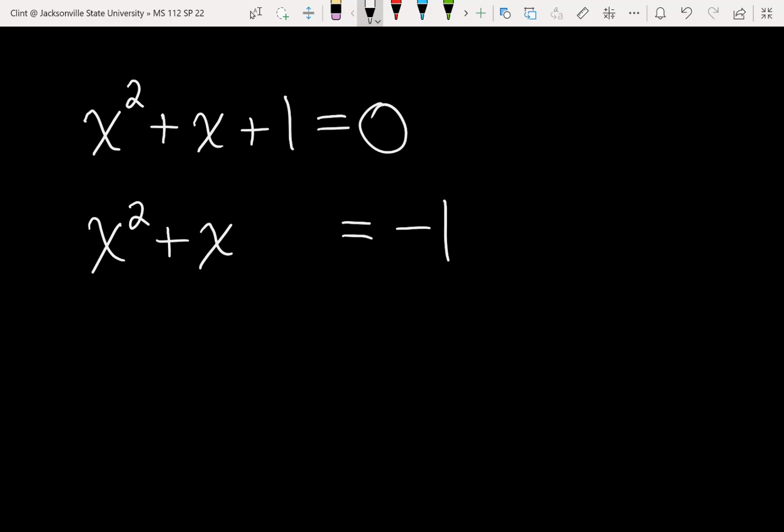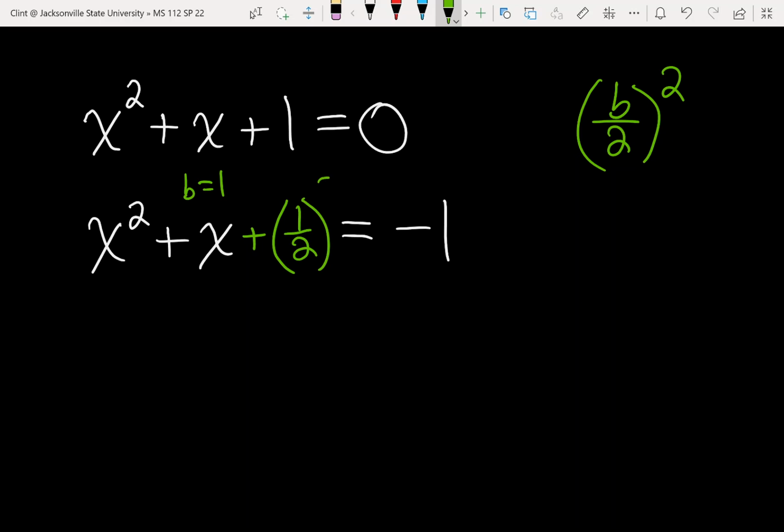This one is slightly messier than the last one because when we go to add our magic number, the b over 2 squared, b is 1, the number in front of the x. So we do get a fraction. Okay, we'll get plus 1 over 2 squared. And then remember, if we do something to one side, we got to do it to the other side to keep it balanced. So plus 1 over 2 squared. So that is a little bit annoying. We have a fraction.